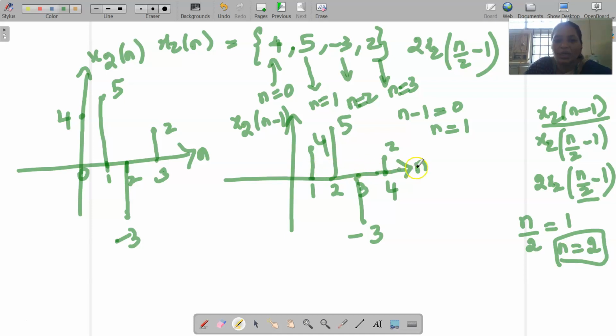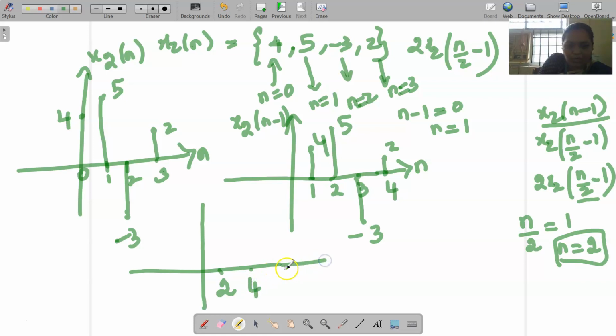Here for your shifting operation, we have added whatever the value 1 with all the values of n. Here n equal to 2, this n equal to 2 you have to multiply with each and every instance of n. So 1 will become 2, 2 will become 4, 3 will become 6, 4 will become 8. There is no change in your amplitude. Only you are changing your time. Hence it is called time scaling operation.